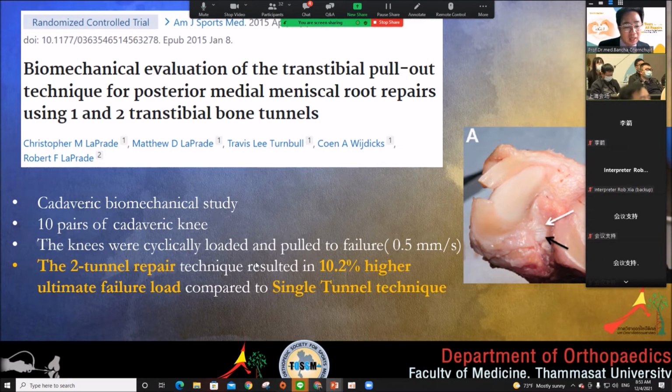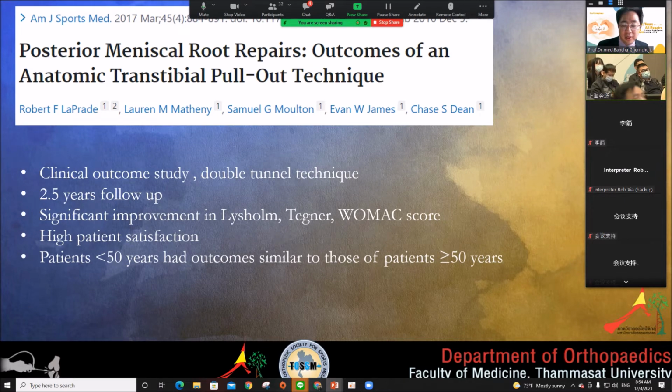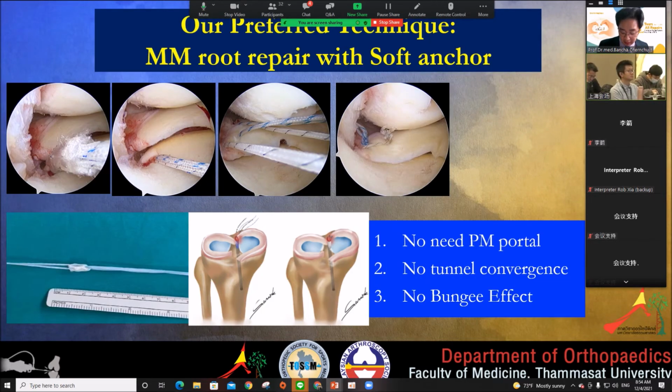From a cadaveric study in 10 pairs of cadaver knees, they found that the two tunnel repair resulted in 10% higher ultimate failure load compared to the single tunnel technique. And for the clinical outcome at 2.5 years follow-up, they had significant improvement in Lysholm score, Tegner score, Womac score, and high patient satisfaction. And for patients less than 50 and more than 50, the result is the same, right? So this is a very interesting technique.